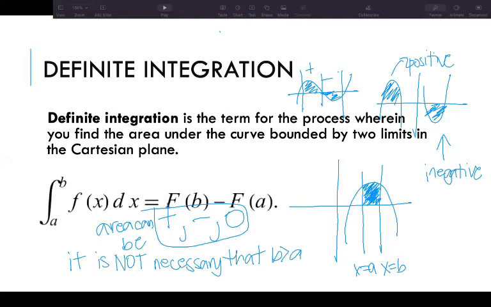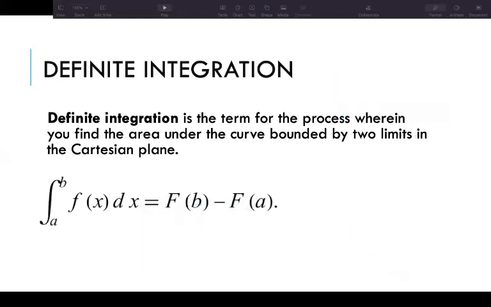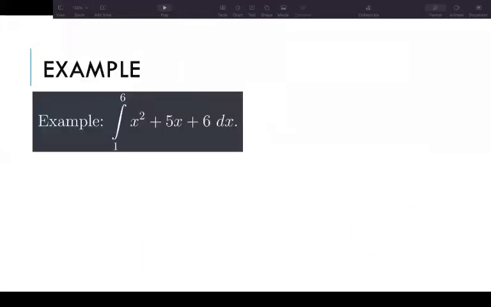Now, we will solve problems regarding definite integrals. Here's our first example. Evaluate the definite integral of the quantity x squared plus 5x plus 6 dx from x equals 1 to x equals 6. So we can just simply integrate the given integrand, just like what we do in indefinite integration.